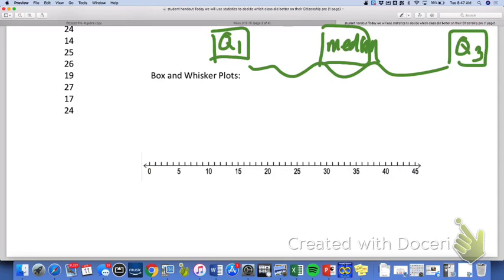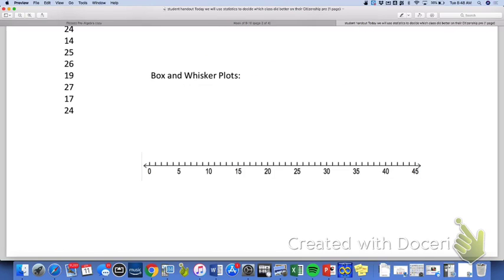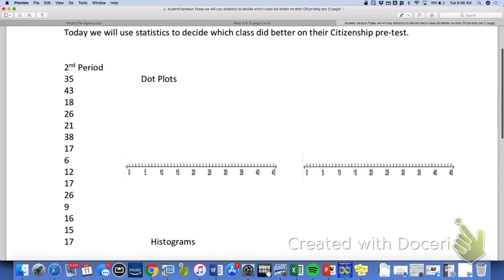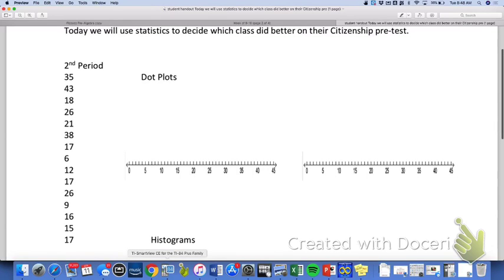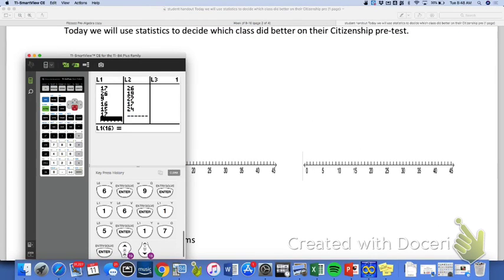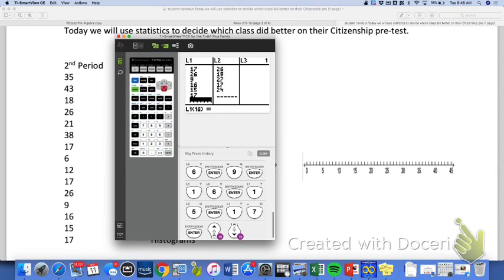Okay, that's doing a lot, because you've got to take the list and rewrite it in order. Then you've got to find the median. Then you've got to find the median of the upper half and the lower half. I'm getting ready to show you how your calculator will do all that work for you. Okay, so I'm going to turn your attention to the data set from second period. Grab your graphing calculator if you haven't already.